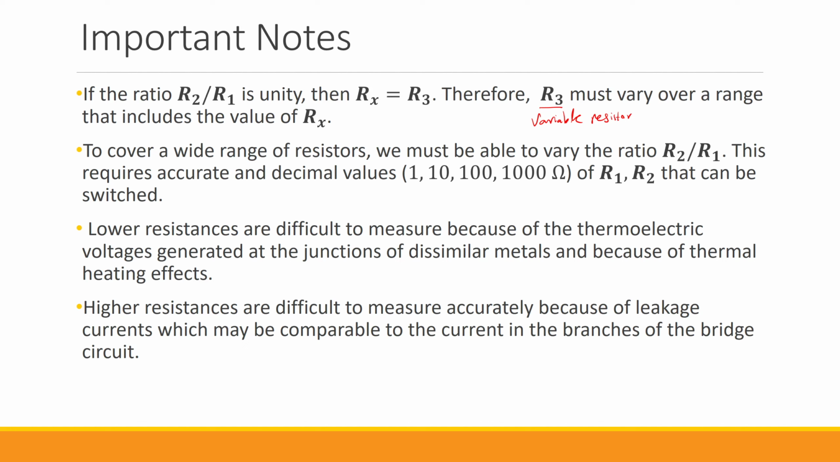On the other hand, higher resistances are difficult to measure too because of the leakage current that can be comparable to the current in the branches of the bridge circuit. That's why when I first introduced the Wheatstone bridge, I said that it is a good approach to measure resistances in a medium range, somewhere between 1 ohm to 1 mega ohm. If the resistor that we want to measure is less than 1 ohm or greater than 1 mega ohm, you should think of other ways to do the measurement.